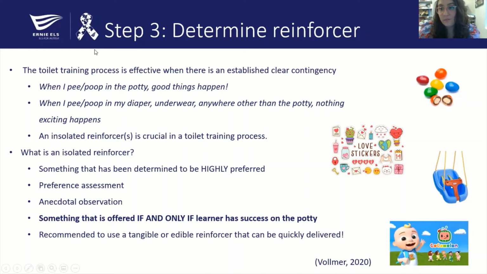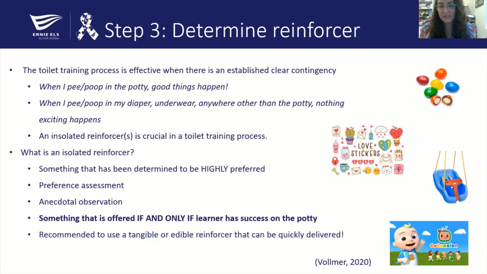This is the most important step. And I say that because a toileting plan is only as effective as the consequence to going in the toilet or not going in the toilet. So the toilet training process is effective when there is an established and clear contingency. And what does that mean? It means that a child is learning, when I pee and poop in the potty, good things happen. When I pee and poop in my diaper or pull up or underwear, anywhere other than the potty, nothing exciting happens. If anything, mom's kind of mad and is giving me a little bit of a sad face.